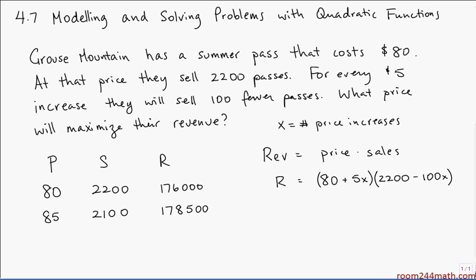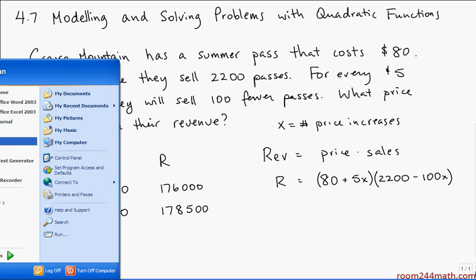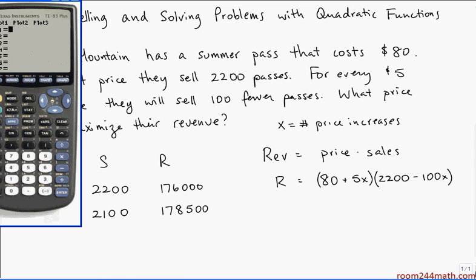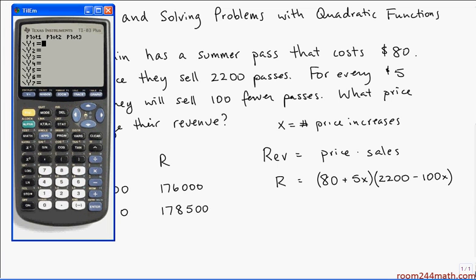Now, at this point, you're going to plug this into a graphing calculator or some sort of graphing software. And I'll use the TI-83. So hit y equals if you don't already have it up, and then you can enter it exactly the way it looks, 80 plus 5x and 2200 minus 100x. Now, if you just hit graph and you've got the default window settings, you really aren't going to see anything here. So it's really helpful to take a look at the table of values first.